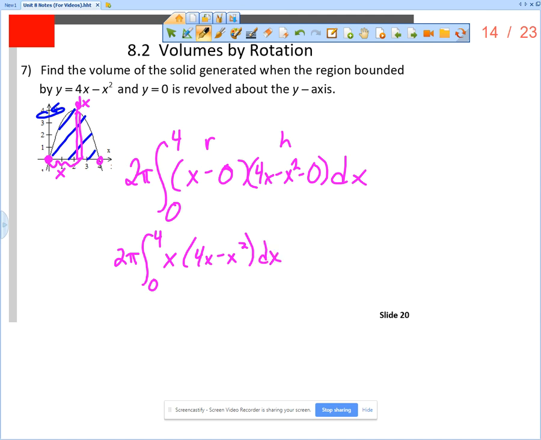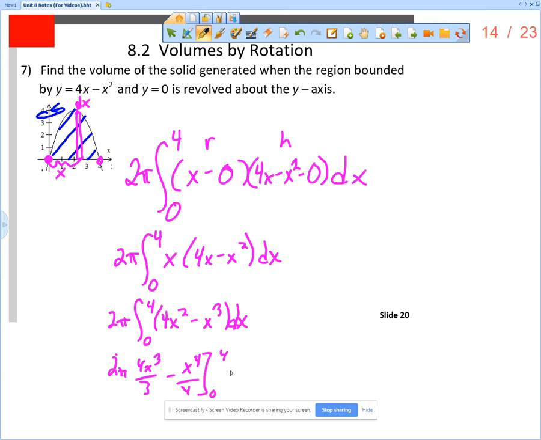of course, right? And then we would distribute the x. So 2 pi times the integral from 0 to 4 of 4x squared minus x cubed with respect to x, all right? And so then we could carry it out pretty easily, right? So 2 pi times 4x squared, so that would be 4x cubed over 3 minus x to the 4th over 4, and evaluate from 0 to 4, right?